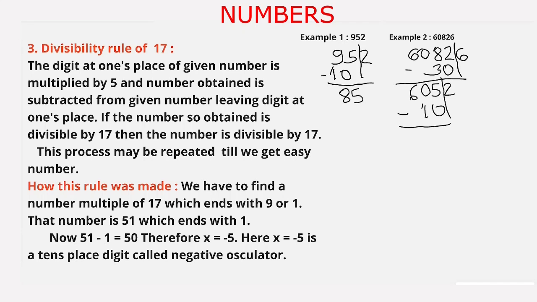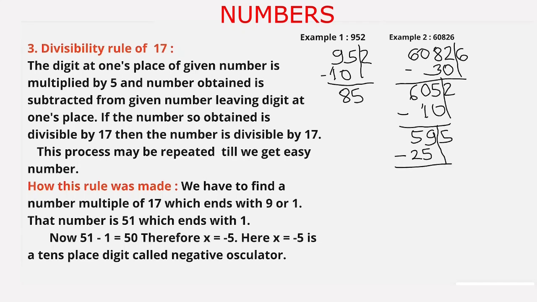And on subtracting we get 595. This is still a large number, so we repeat this process, and the last digit of this number is 5, and 5 times 5 is 25. So we subtract 25 from the remaining part of the number after leaving 5, which is 59.